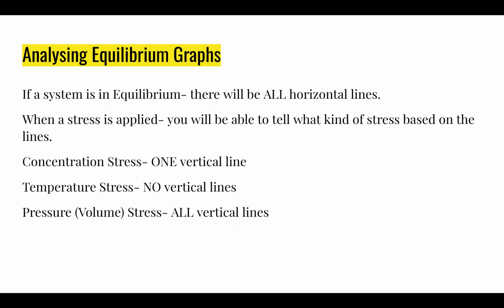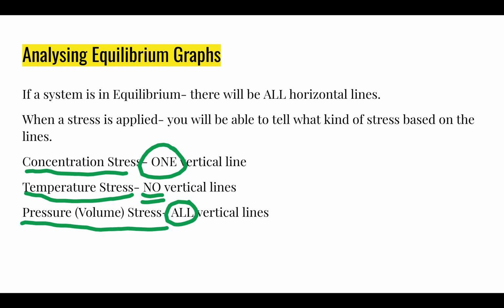And then what we see is that every system in equilibrium, if you apply the stress, has a certain point in the graph that will always look the same. So if you have a concentration stress, you have one vertical line. If you have a temperature stress, you have no vertical lines. And if you have a pressure or volume stress, you have all vertical lines.